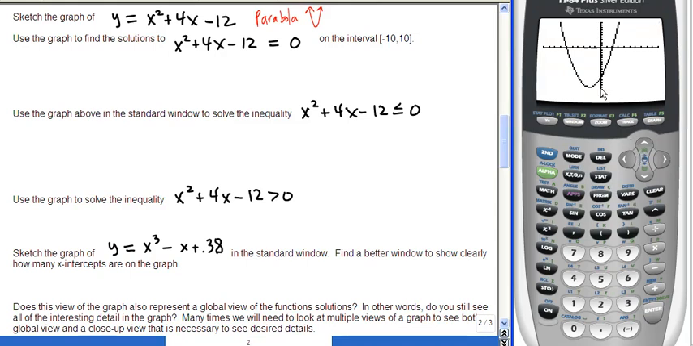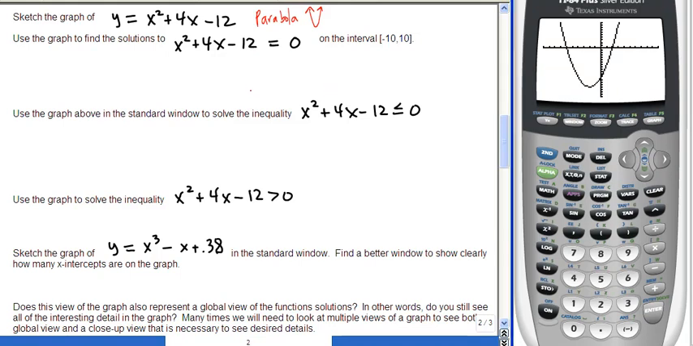You can see these tick marks on the y-axis are pretty close together, so if you wanted to change that y scale, you certainly could. Okay? So now that we have a fairly good graph to look at, we want to use this graph to find the solutions to where this equation would equal 0.